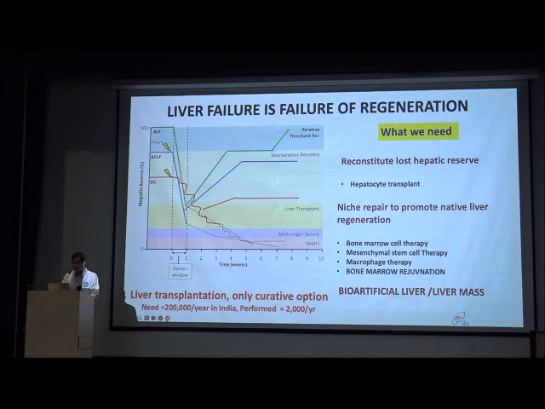And this is also one of the targets that can be used for these cell therapies at this point in time. So my first slide was why do we need cell therapy for ESLD, and the reason is because liver transplant, though it's the only curative option, the requirement is so high, but most of the time we barely get the amount of livers that we need. So what we need is something that can help in reconstituting the hepatic reserve, something that can promote liver regeneration, and of course a bioartificial liver.